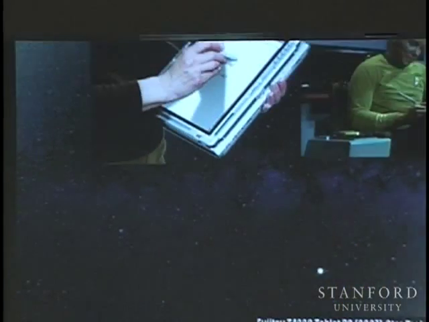The only difference is the lenticular screen. Exactly. Still working on that.